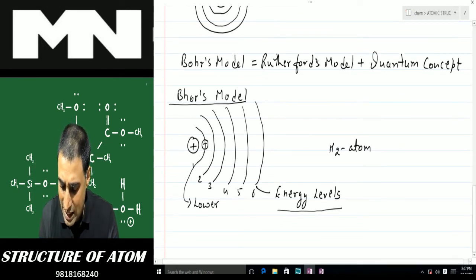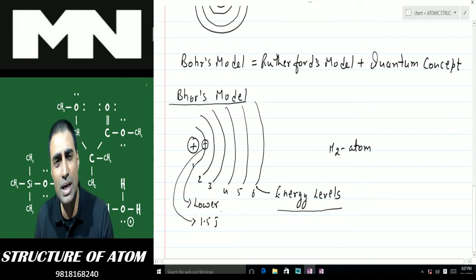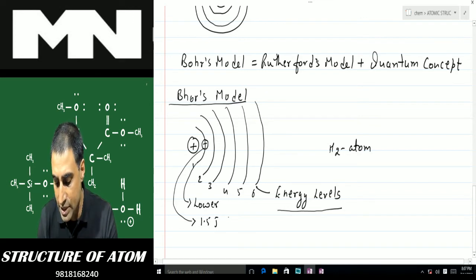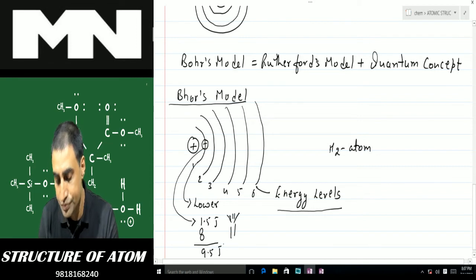I assign an arbitrary value to this electron. Suppose this electron has got an energy of 1.5 joules. I'm assigning this value arbitrarily. It's not that it actually has an energy of 1.5 joules, I'm just giving you an example. Now what I'm doing, I'm heating this atom, I'm providing some energy by a burner. When I'm providing that energy, that electron will absorb that energy. Suppose it has absorbed 8 joules of energy. Its final energy will become 9.5 joules.